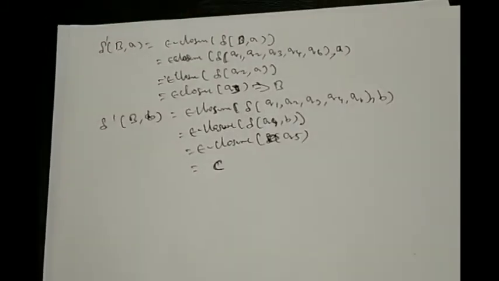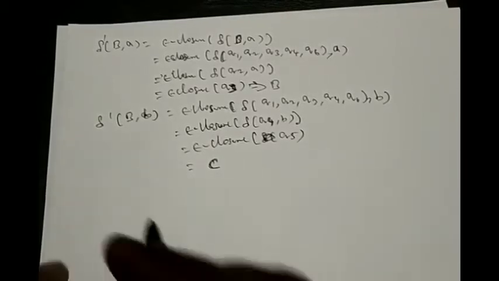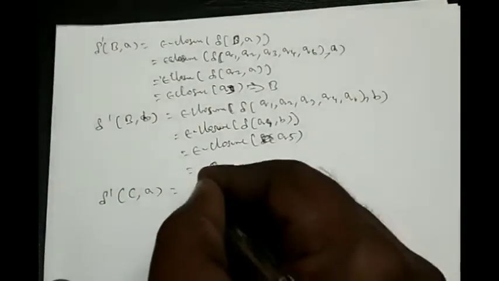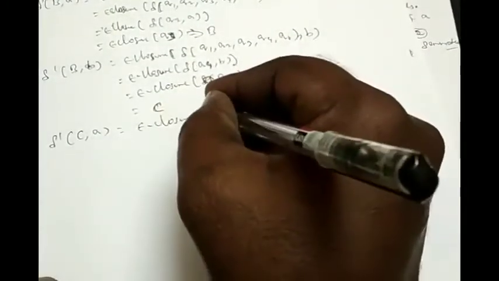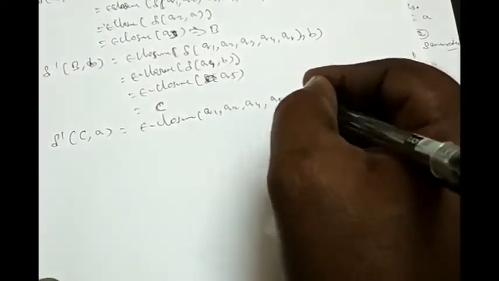But what happens is I have two new states. One is called b. For the state set called b, I have applied both the inputs. But for c, inputs still have to be applied. So how to apply that? Delta dash of capital C comma a is equal to epsilon closure. And what is C here? C is actually Q1, Q2, Q4, Q5 and Q6.